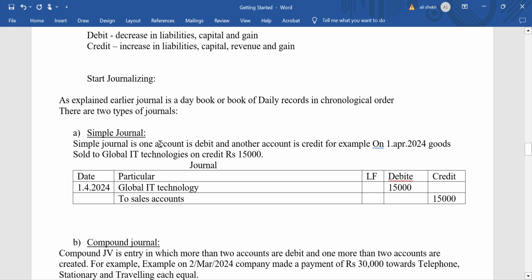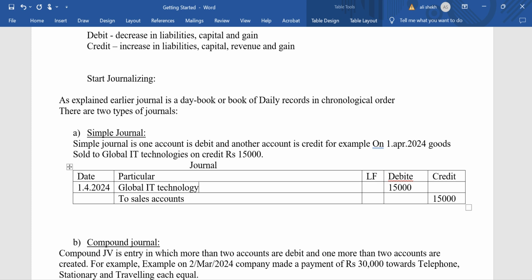Now we will start journalizing. As explained earlier, journal is a day book or book of daily record in chronological order. There are two types of journal: simple journal and compound journal. What is simple journal? Simple journal is where one account is debited and another account is credited.